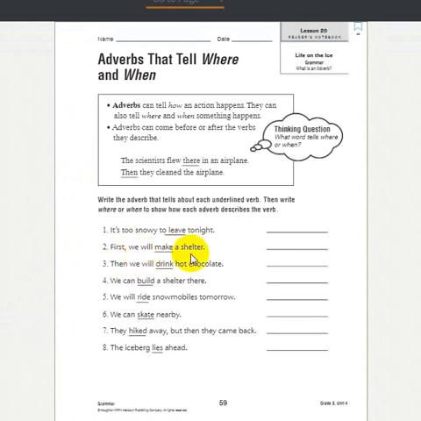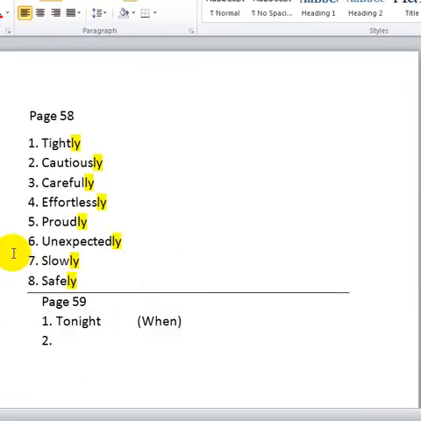First, we will make a shelter. So the verb here is make. Which word here describes make? The word first. First is an adverb that tells when they will make, right? So we're going to say first. And is first an adverb of when or where? It's an adverb of when. Very good. Excellent. Okay, let's go to number 3.